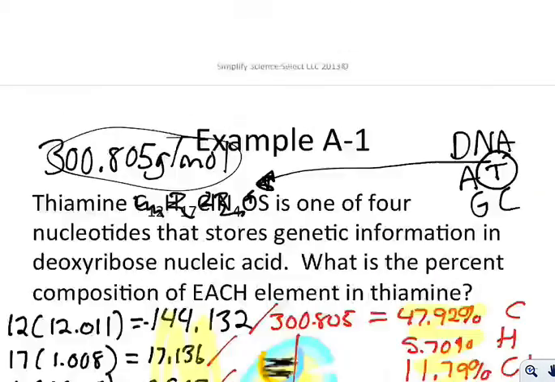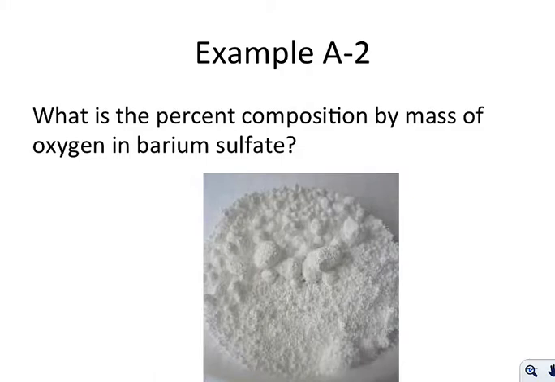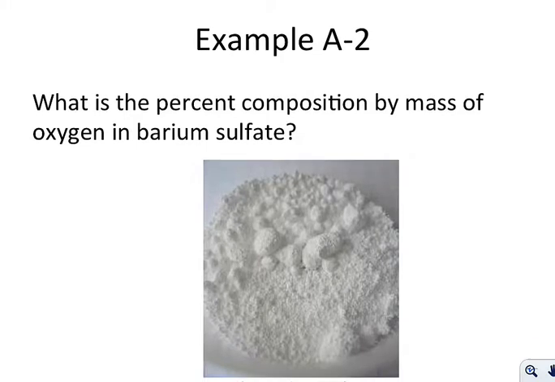So, an example of the next one, it says, what is the percent composition by mass of oxygen in barium sulfate? One of the things that you have to know in order to start to solve this question is what the formula is for barium sulfate. And the formula for barium sulfate is BaSO4. Both barium, which is 2 plus, and sulfate, which is 2 minus, balance each other out. So you have barium sulfate.